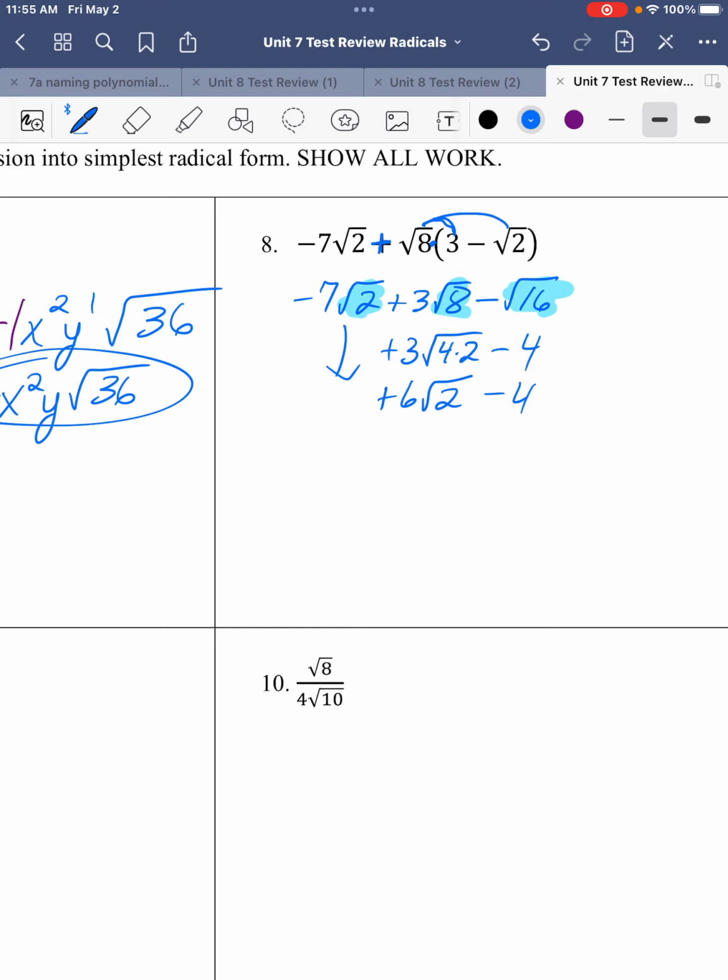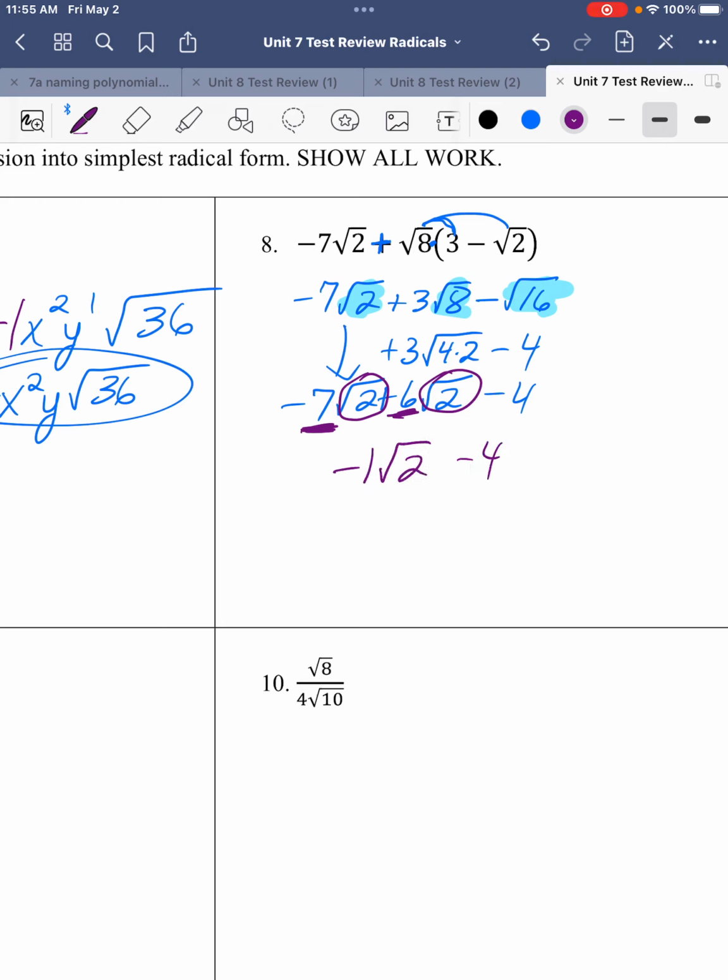And I'm just going to write that first term all the way down to the bottom. And now I have to add like terms if I have any. Well, I do. There's a square root of 2 here and a square root of 2 here. So all you have to do is take negative 7 and add 6. That's a negative 1 square root of 2.